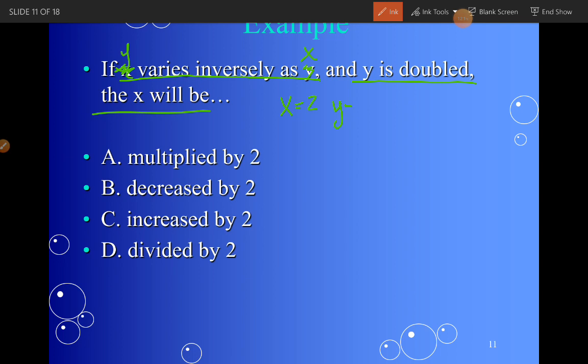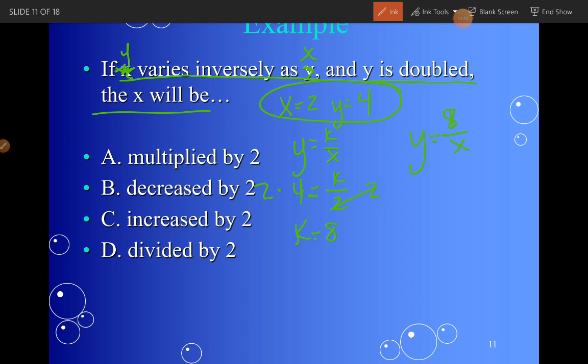So let's say y is equal to 4. Okay, so then when we plug in what we know, we get y, remember this is inverse, k over x. So y is 4, k over 2, multiply both sides by 2. Again, I'm just picking random numbers, guys, okay? So k is equal to 8. So my equation would be y is equal to 8 over x.